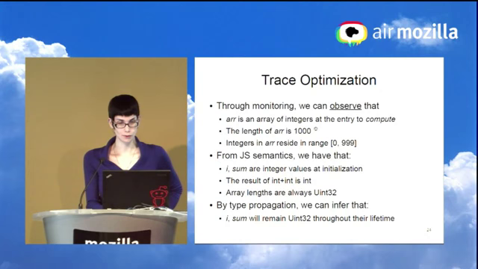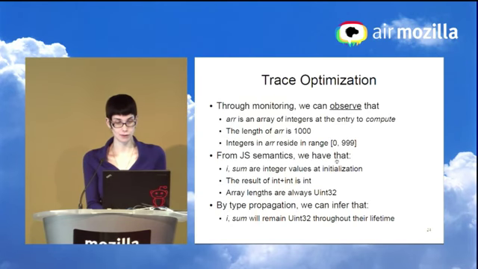So what can we do to optimize this? Well, through monitoring, we can observe that the array R is an array of integers at the entry to the compute function. We actually know its length. If there's only one instance of this array, it's fair to say that we could have observed its exact length. We know that the integers reside in the range from 0 to 999.